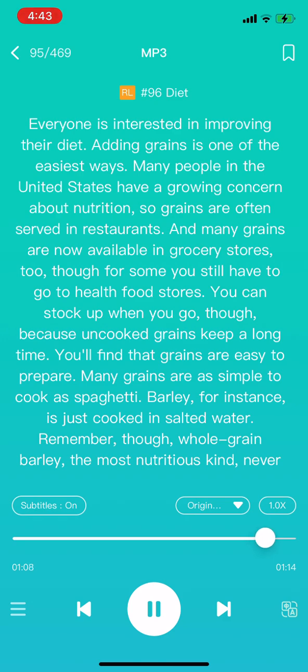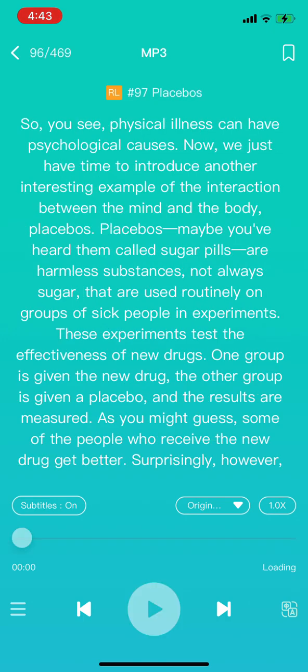Jasmine rice is also low in fat, and it has a bonus in its wonderful aroma, a very special fragrance. So, you see, physical illness can have psychological causes. Now, we just have time to introduce another interesting example of the interaction between the mind and the body.